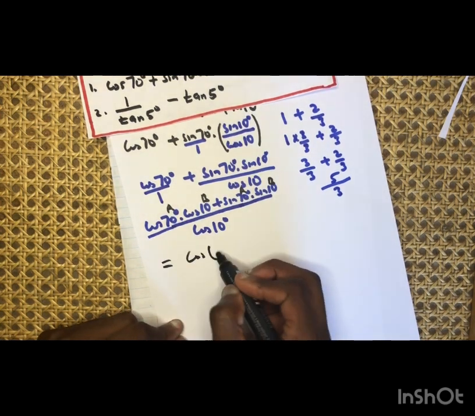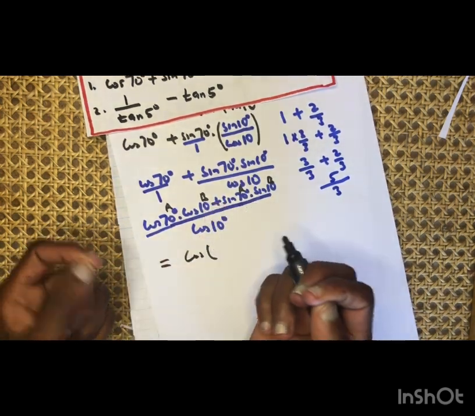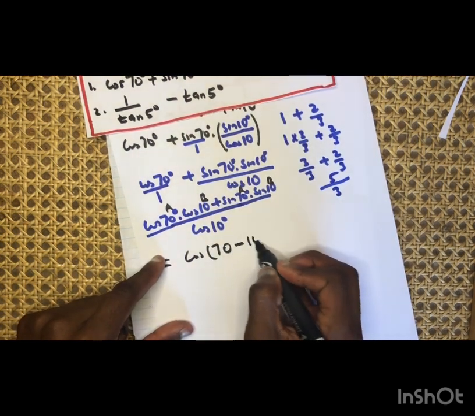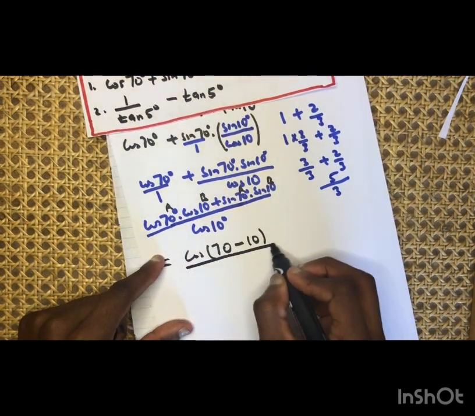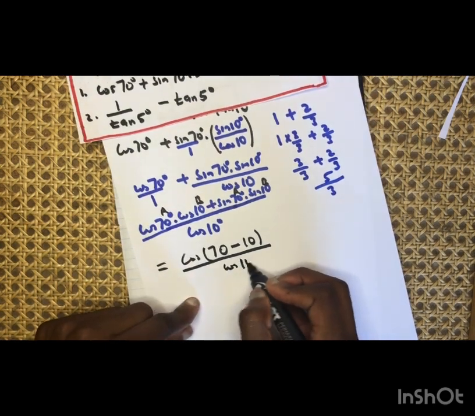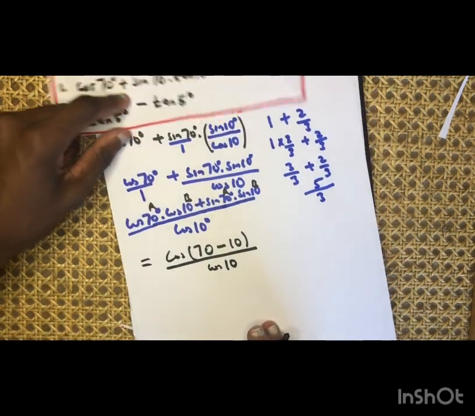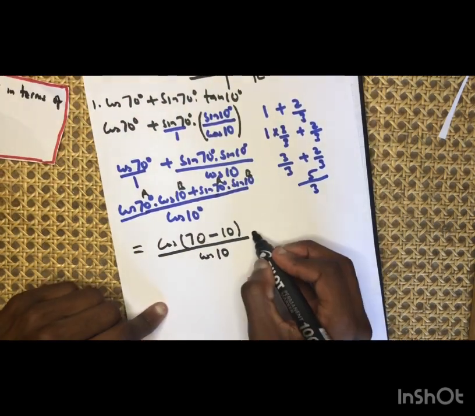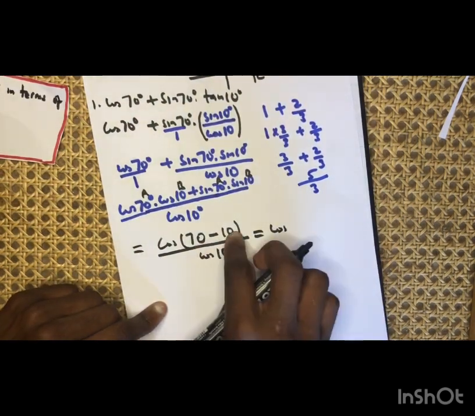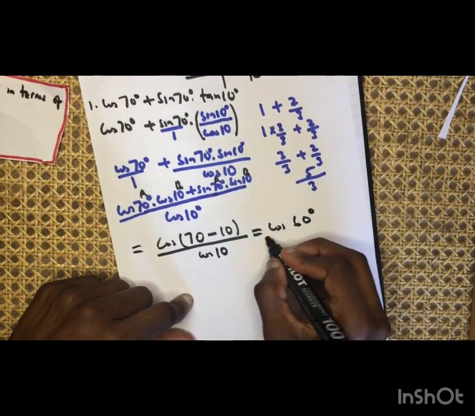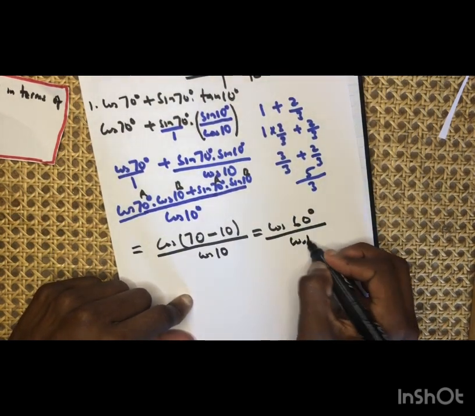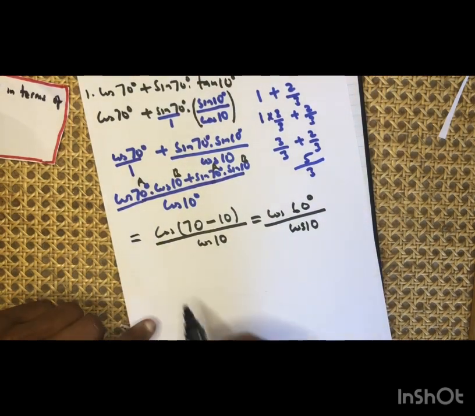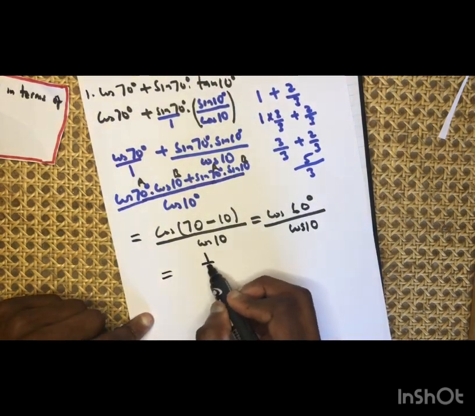So I'm going to say cos. Remember, cos, guys, changes the sign. So I'm going to have 70 minus 10 over cos 10. Are we together? So I'm going to say cos 70 minus 10 is 60 degrees. Then we have cos 10. So cos 60, guys, is a half. So I'm going to have 1 over 2.